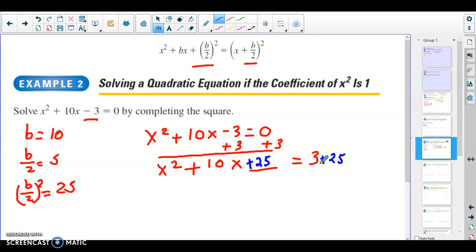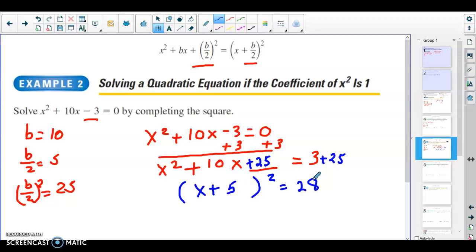Okay, but now on the left-hand side, this is now a perfect square. So that means I can replace it with x plus b over 2. So x plus, and what's b over 2? 5 squared equals, and what do I have on this side? I have 28.